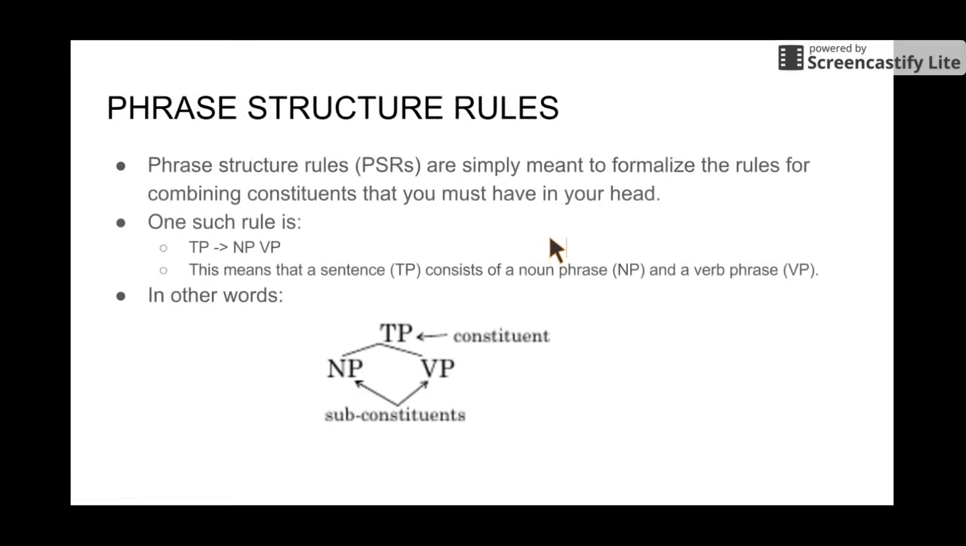So there are some formal rules for us to combine constituents to make a bigger constituent. So a rule could be something like this: TP, a tense phrase, is composed of NP and VP. So this means that TP is made up of these two elements, the nominal phrase and the verb phrase. In the tree structure, we'll have this. TP consists of NP and VP, and these two would be the subconstituents. And TP itself, two things combined together, is another constituent.